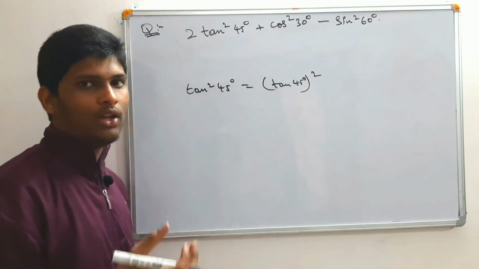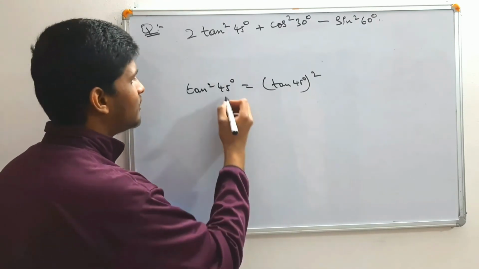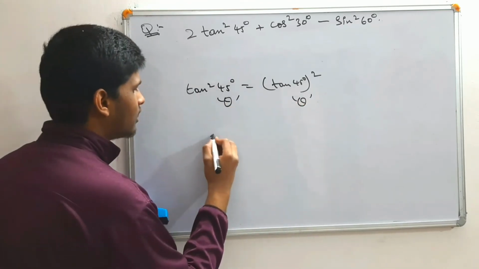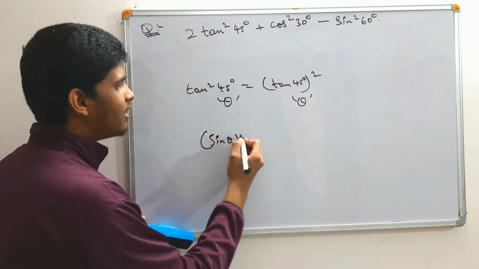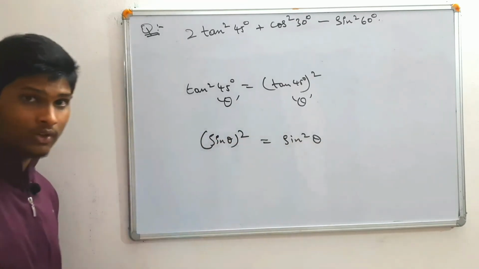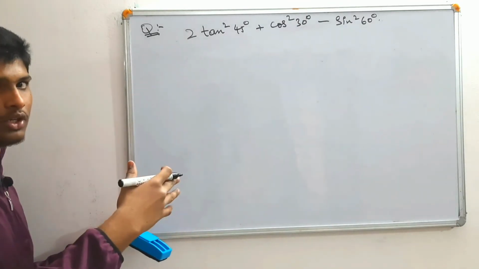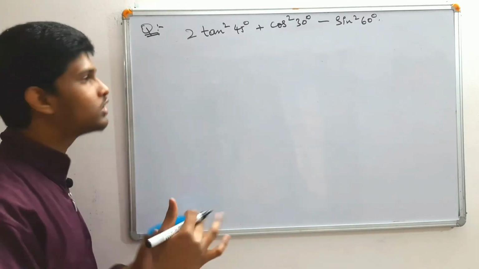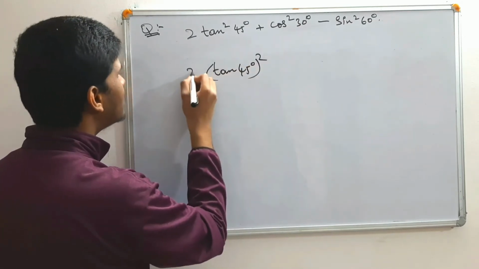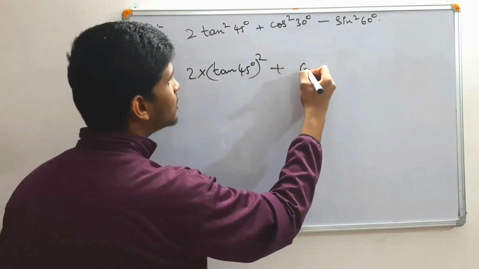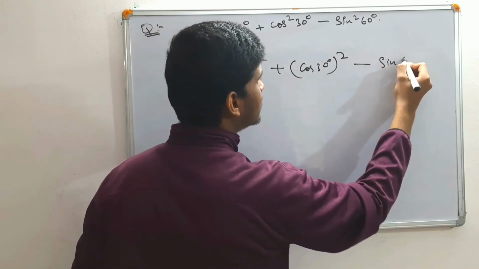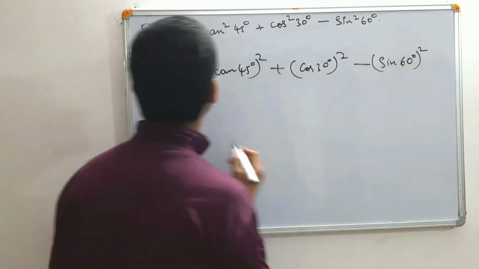It means you take the value of tan 45 degrees, or in place of it some theta also is okay, some tan theta, and then for the square we just write it like that. So if you mean sin theta whole square, then you write it as sin square theta. So here tan square 45 degrees means tan 45 value whole square. So tan 45 whole square into 2 plus cos 30 whole square minus sin 60 whole square.